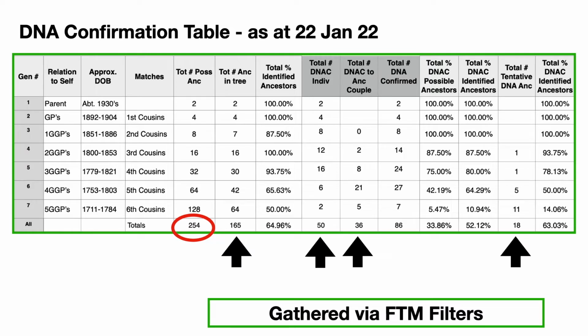FTM filters give me a lot of information for this table. When I first started creating the table, it used to take me about a day or two to compile it. I'd get all confused about what was confirmed and what wasn't. But FTM filters have sped that process up. What I'm looking at is, of those 254 ancestors, how many do I actually know? And for me, at the moment, it's 165, which is 64%, nearly 65% of my tree.